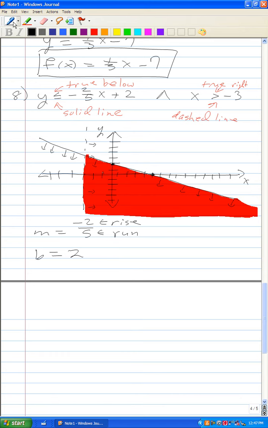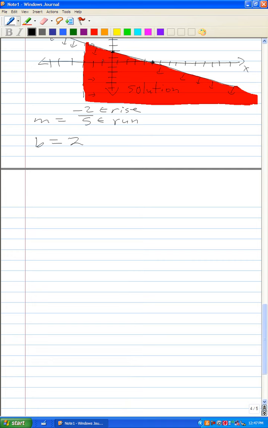Okay, so this is my solution. Let me do problem number 9. So I have here (x + 5)/2 = (6 - 4y)/3.